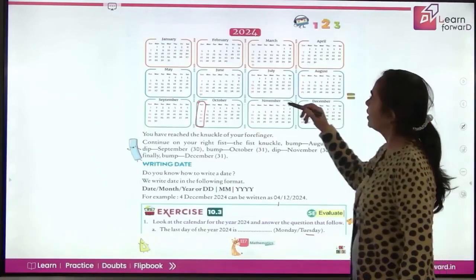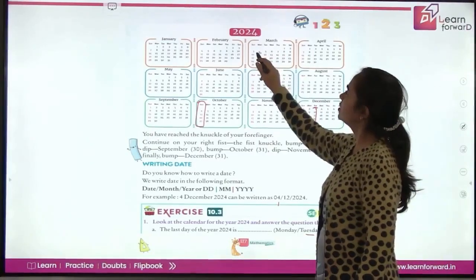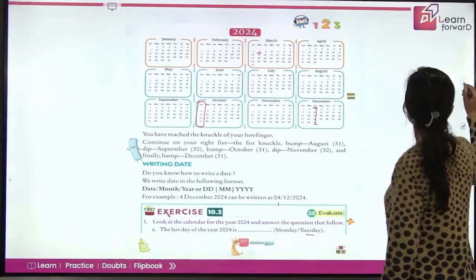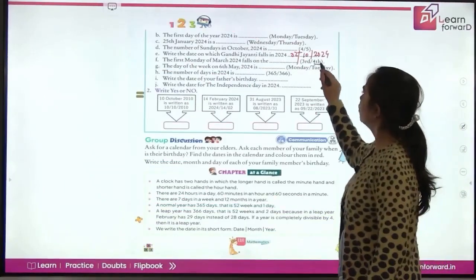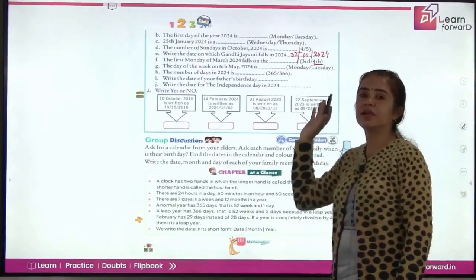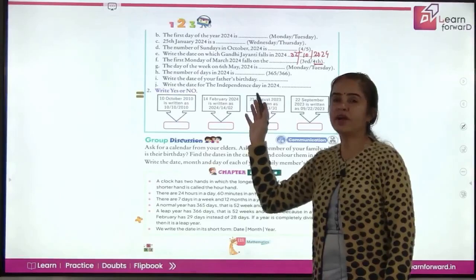The first Monday of March you will see falls on, when is the first Monday of March? Let's go back and see. March, Monday. This is the first Monday. What is the date here? It is 4. Perfect. So you write here 4th is the correct answer. So just look at the calendar and then find out the other answers.